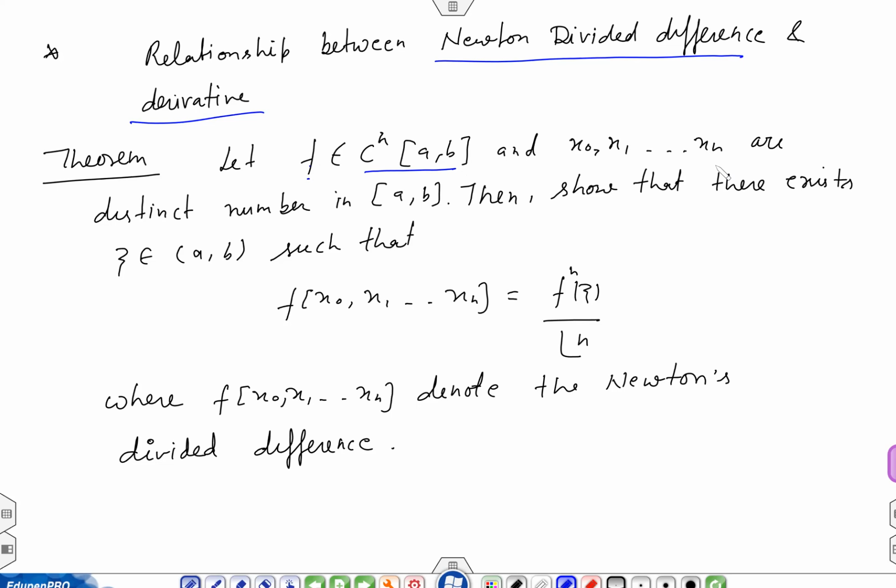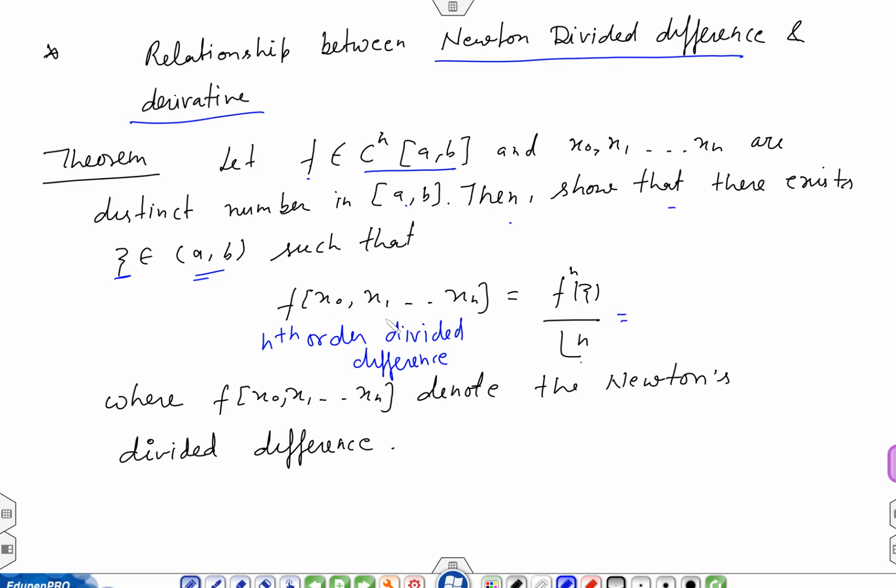Okay, x0, x1, x2, ..., xn are distinct numbers in [a,b]. Then show that there exists a number ξ, or any number, if you have doubt you can take any variable. I am representing it with ξ belonging to the interval [a,b] such that f[x0, x1, x2, ..., xn], the nth order divided difference, can be written in terms of the nth derivative of the function at some point ξ, upon factorial n. But this ξ belongs to the interval [a,b], ये जो ξ है, that is different from these endpoints.